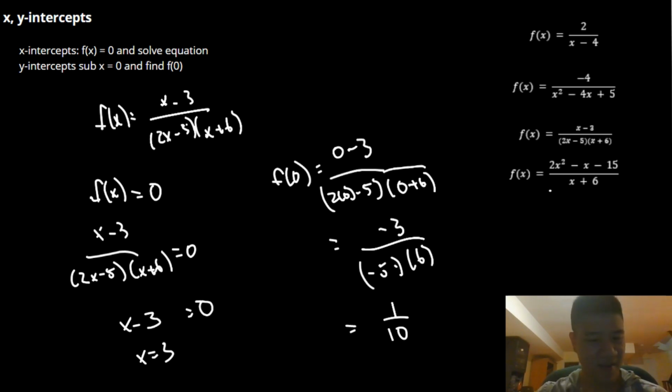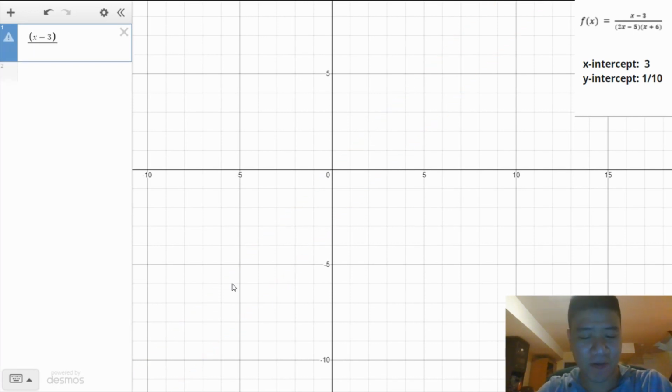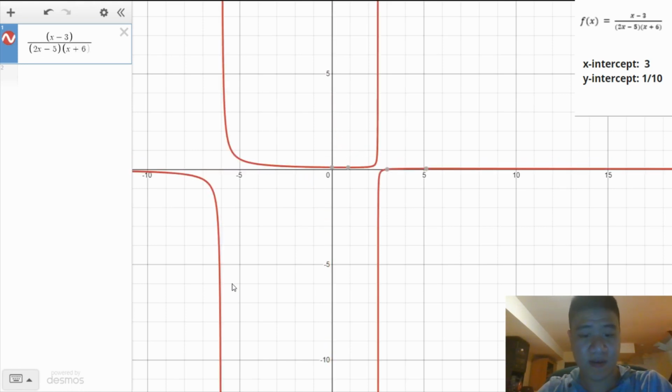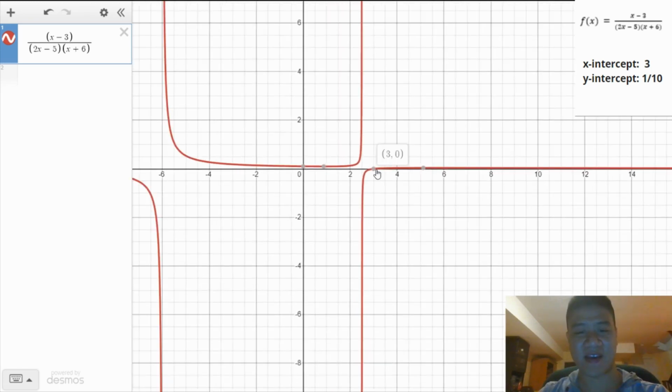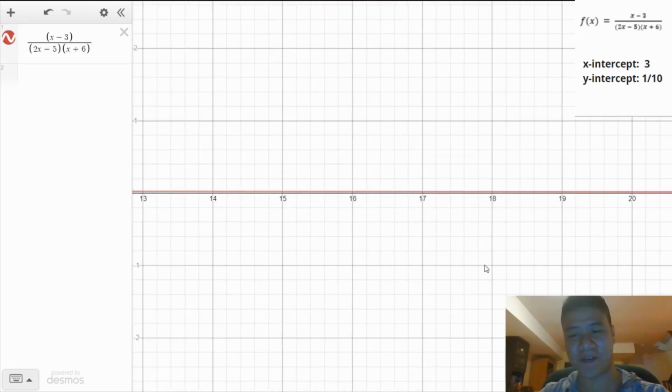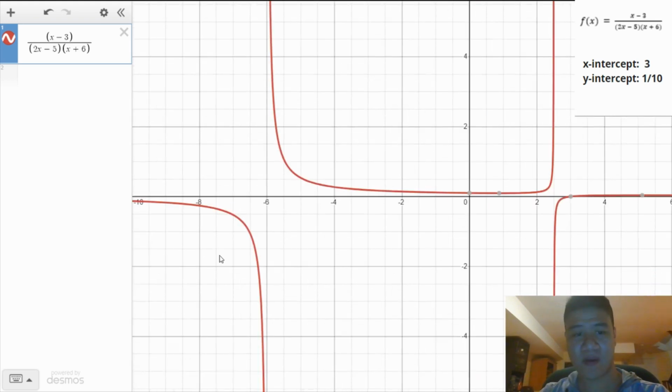Let's graph this one and see what we have. So here we have Desmos. Let's graph our function: x minus 3 all over 2x minus 5, and then x plus 6. Awesome. So as you can see, we have an x-intercept at (3, 0). You might be wondering what this point is. This point is not an x-intercept, it's just slightly above it. And that's the only x-intercept we have. Our function goes close to our horizontal asymptote once again, but never crosses 0. Same thing on the left side.